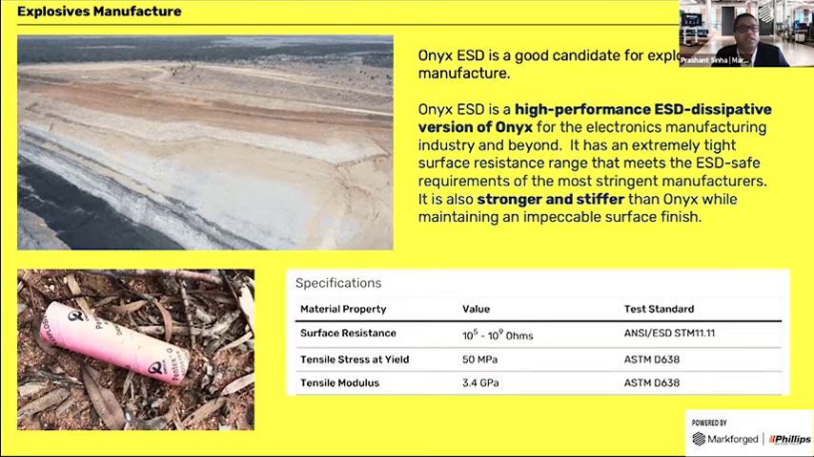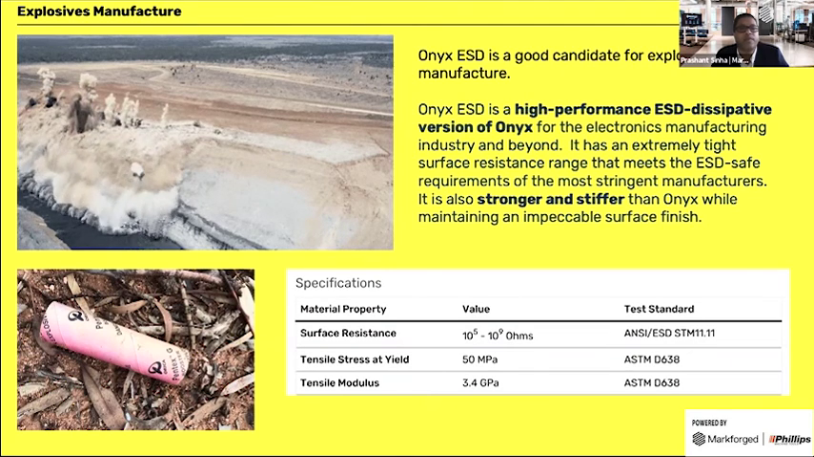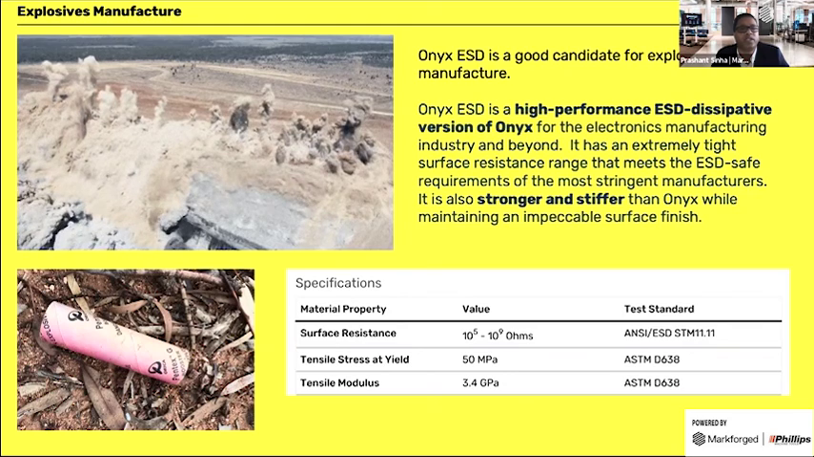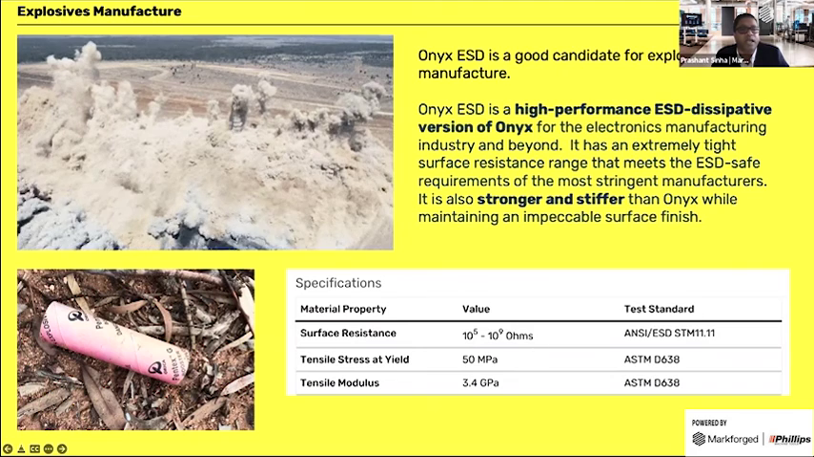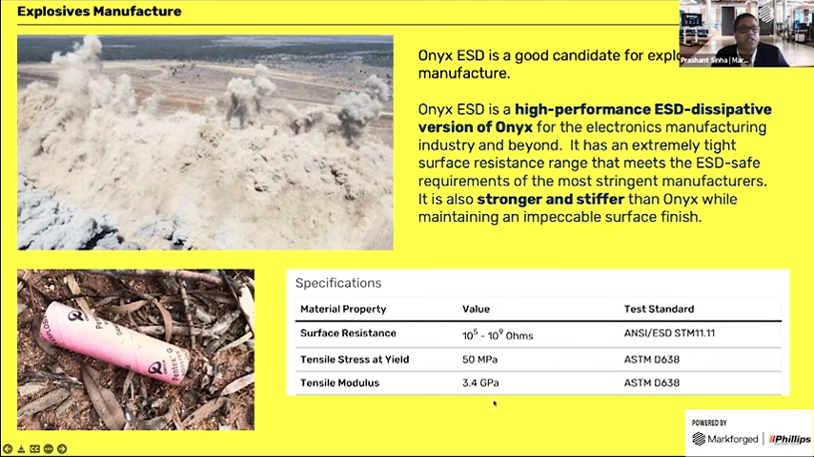We do have Onyx ESD. It's a good candidate for explosives manufacturers. Onyx ESD is a high performance ESD dissipative version of Onyx for the electronics manufacturing industry and beyond. It has a surface resistance of 10 to the power 5 to 10 to the power 9 ohms, with tensile strength at 850 megapascal and tensile modulus at 3.4 gigapascal.